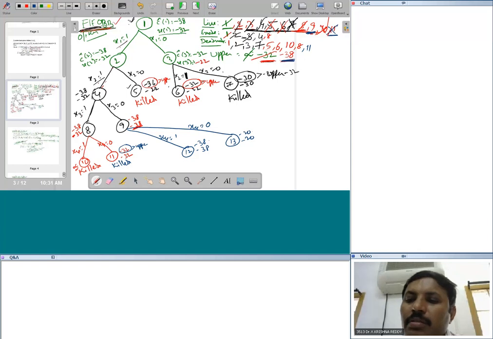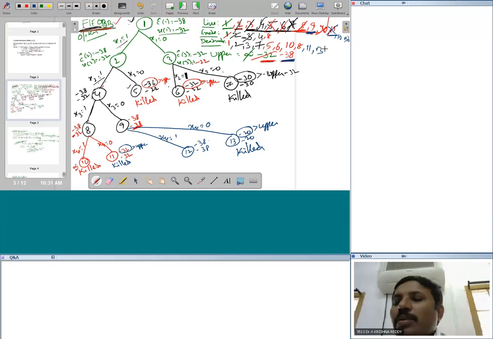20 is greater than 38? This is greater than the current upper value. Yes, then we have to kill it. Means nodes 12 and 13 are added, and 13 is killed. Then we have to write it in the dead nodes. Node 13 we are writing in the dead nodes, and node 12 is the only live node.